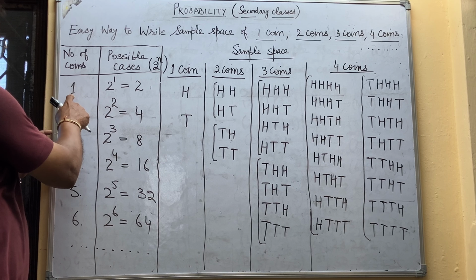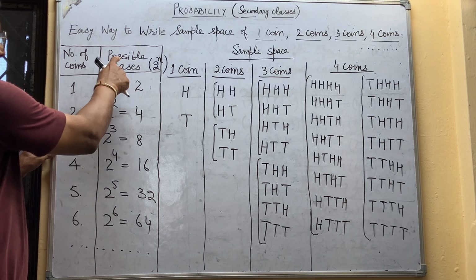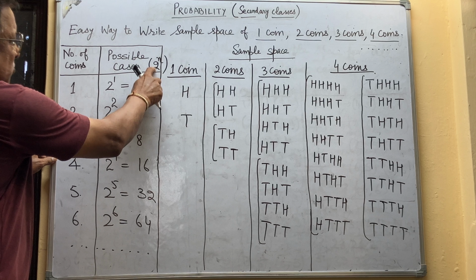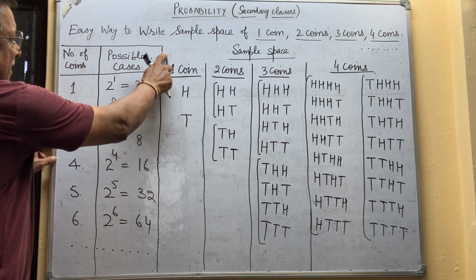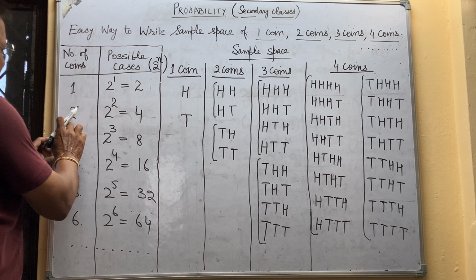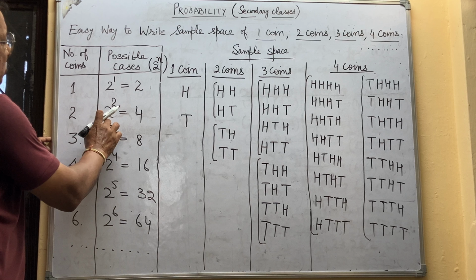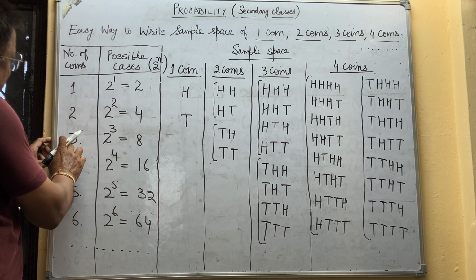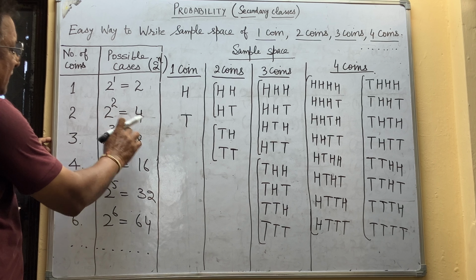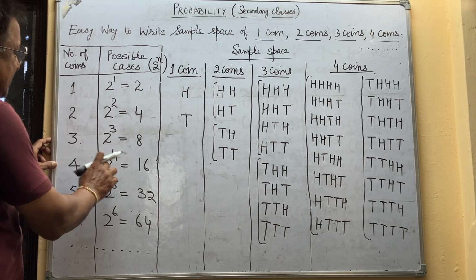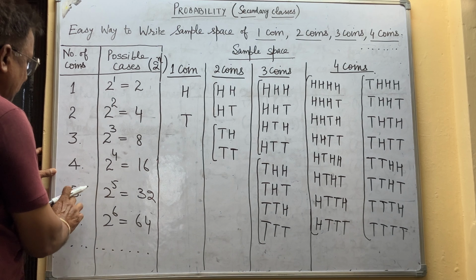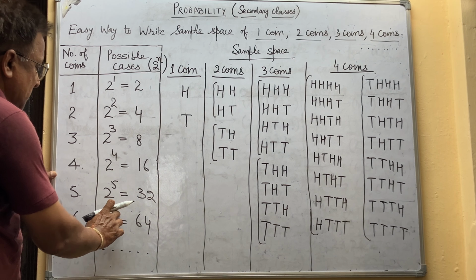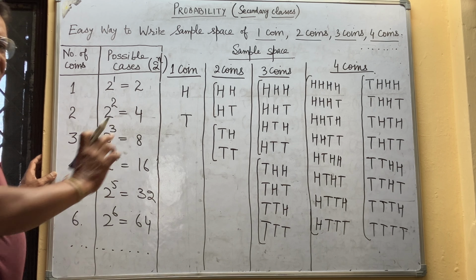Number of coins tossed 1. Possible cases are 2 raised power 1 means 2. It is 2 raised power n, n means number of tosses. If number of coins are 2, then 2 raised power 2 that is equal to 4. Number of coins 3, 2 raised power 3, 8. 4 coins, 2 raised power 4, 16. 5 coins, 2 raised power 5, 32. 6 coins, 2 raised power 6 means 64 and so on.